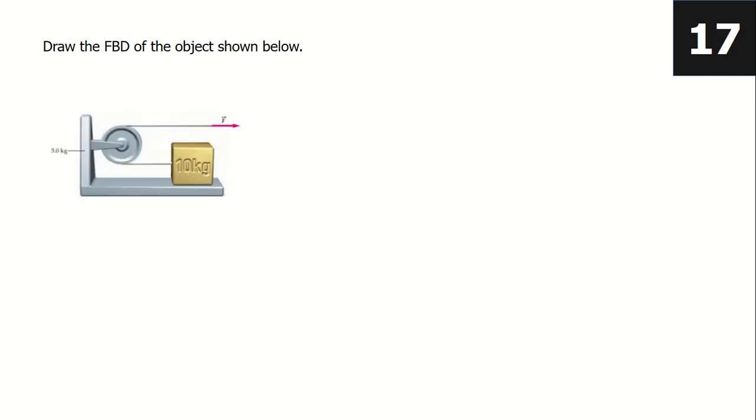For item 17, we have an object with a mass of 10 kilograms getting pulled using a string wrapped around a pulley. So how will we draw the free body diagram? Already we know that it's resting on a surface, right? So we expect that there will be a normal force. Of course, it has a mass, so gravitational force will also be present. So we have normal force and we have gravitational force.